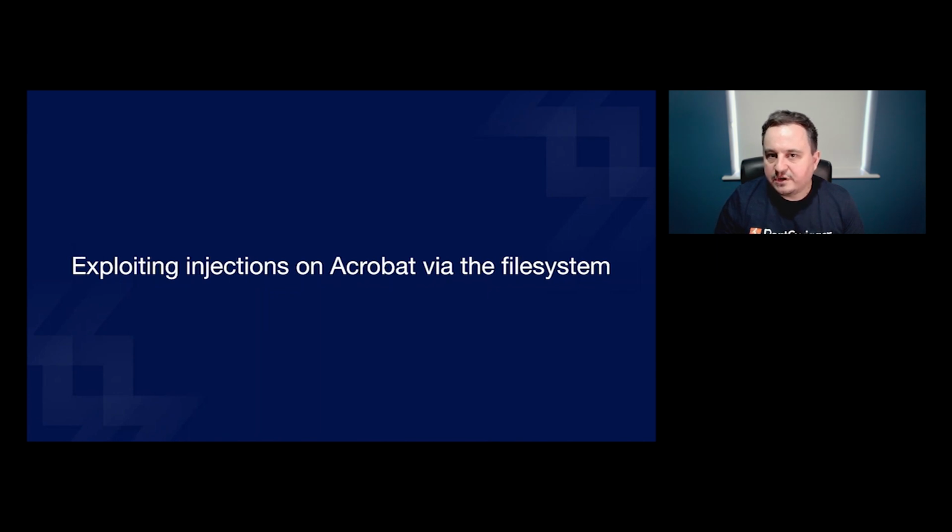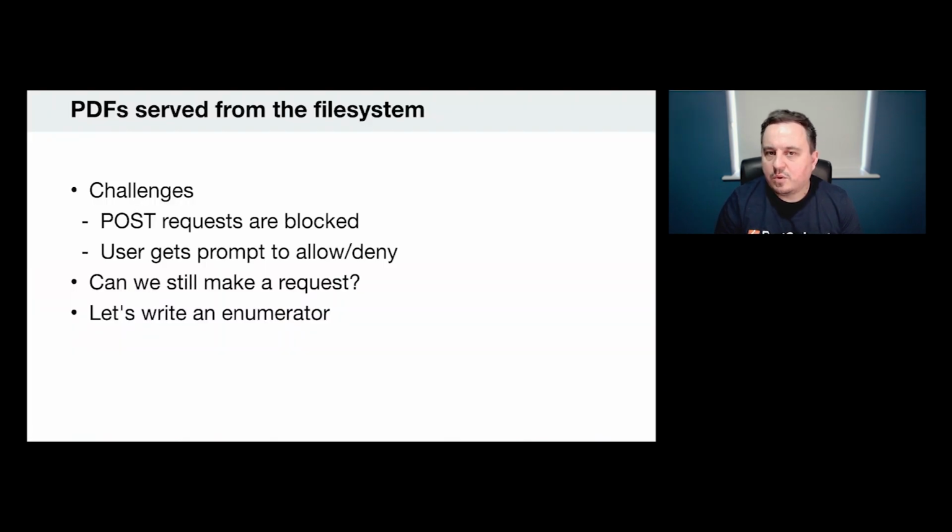So then after exploiting injections in Acrobat, I thought, how about when the PDF is loaded from the file system? How is that different? Well, when it's served from the file system, there are a couple of challenges. POST requests are blocked. The user actually gets a prompt whether to allow or deny that POST request, which is not ideal. We don't want that. But can we still make a request? Well, I decided to write an enumerator to try and make a request without user interaction.